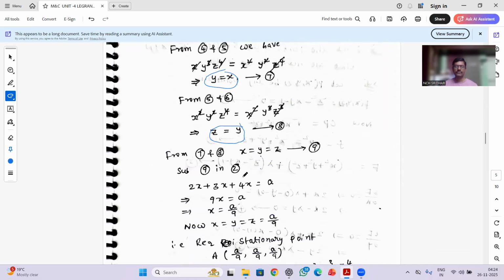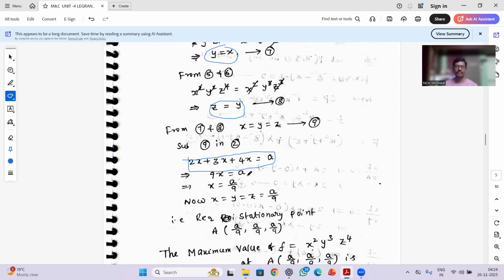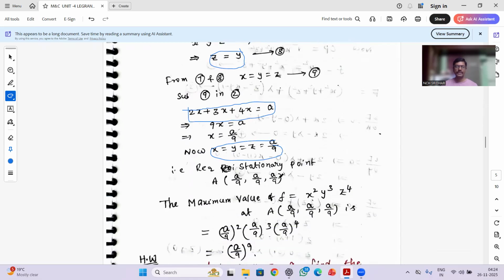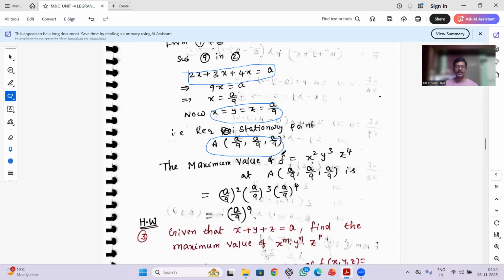Now substitute these values in the condition. We get 2x plus, in the place of y also we substitute x, so 3x plus 4x, that is equal to a. So 9x is equal to a, x is equal to a by 9. Therefore x is equal to y is equal to z, that is equal to a by 9. So the stationary point is here (a by 9, a by 9, a by 9). Therefore, at this point, the function has a maximum or minimum value.